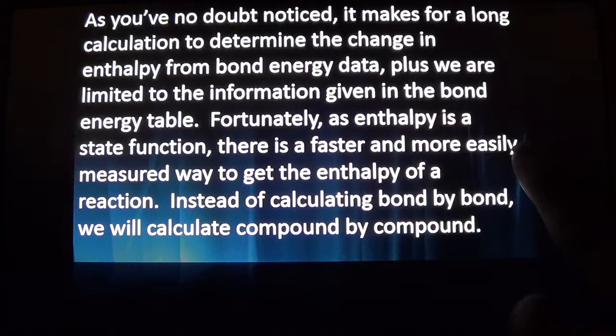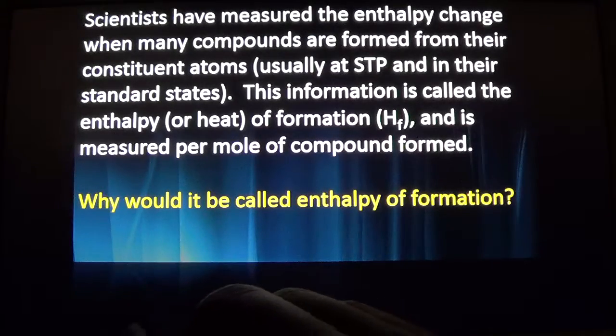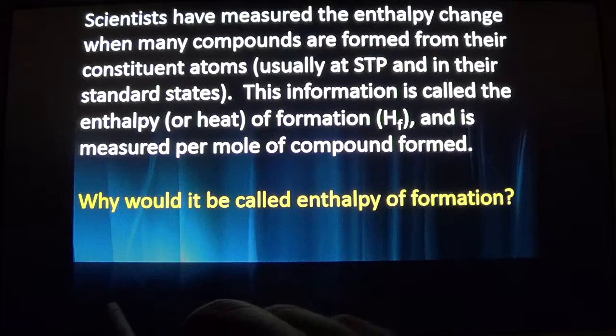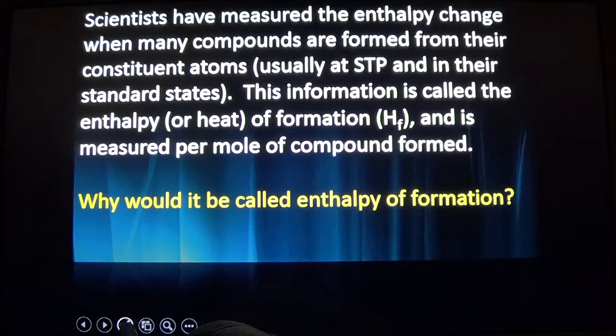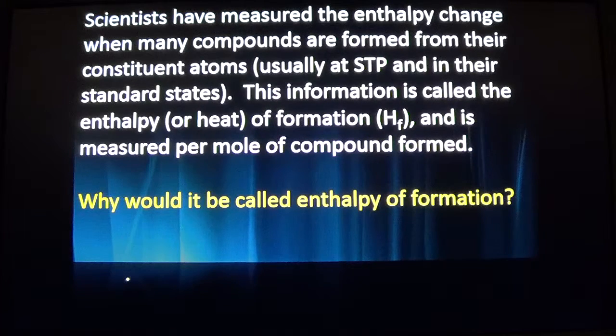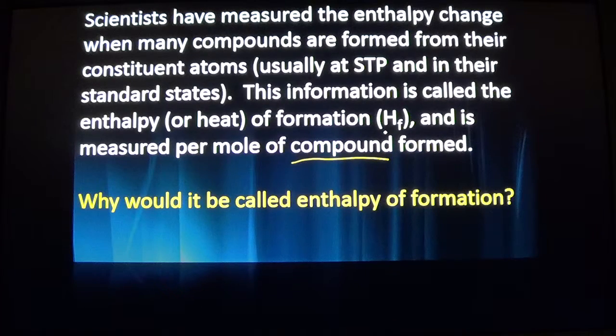But to speed things up a little, and I don't want to call this a shortcut because it's not like we're trying to shortcut anything, but certainly it's more convenient for us to not have to go bond by bond. We're going to use this method by which we're going to go compound by compound. So this method is using what's called heats of formation or enthalpies of formation.